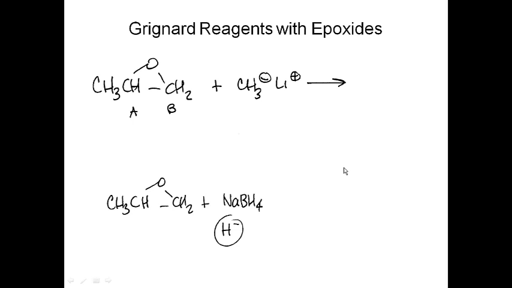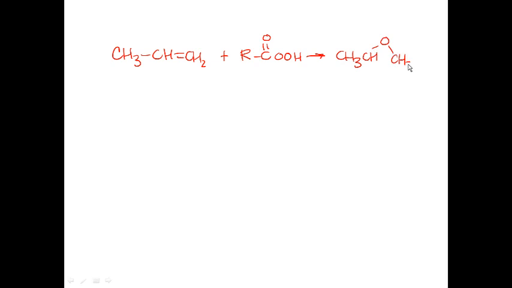Now, the last reaction that we'll talk about of Grignards for the moment is reacting Grignards with epoxides. Remember epoxides from last semester? We made epoxides by taking alkenes and reacting them in a one-step mechanism with a peroxy acid. And this then gives me an epoxide.